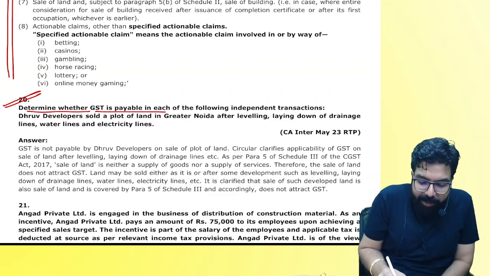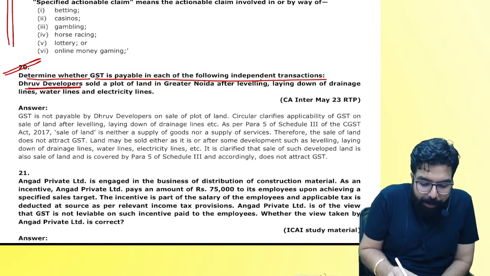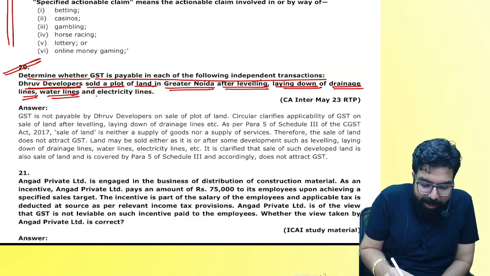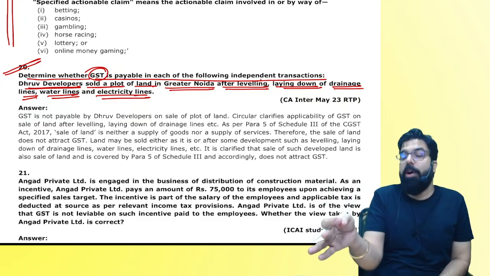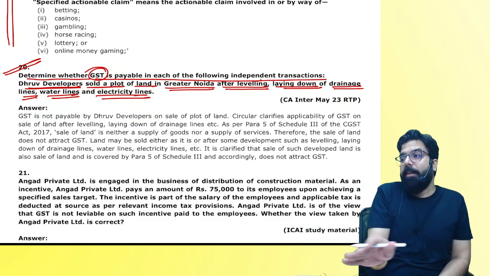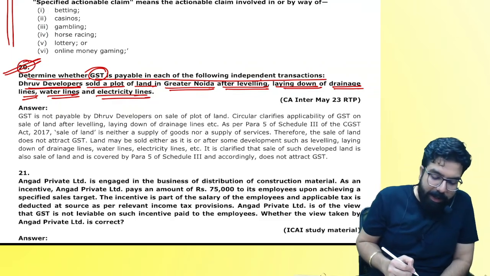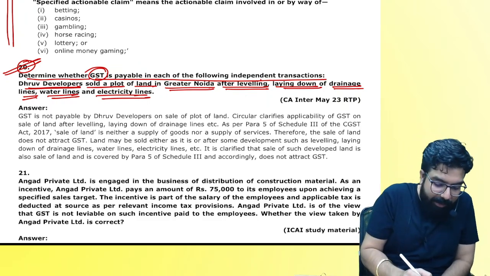Everyone here. Determine whether GST is payable in each of the following independent cases. Dhruv developer sold a plot of land in Greater Noida after laying down drainages, water lines and electricity line. People, is GST payable? Sale of land or sale of levelled land. It is neither supply of goods nor supply of services. Are we all clear till here? People, but that one line will not give you the mark. You have to write the complete answer. People, these are practice questions today.